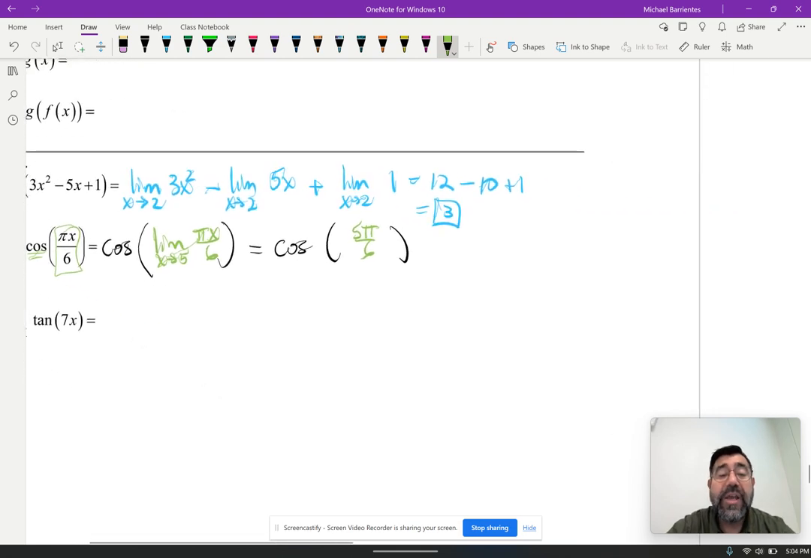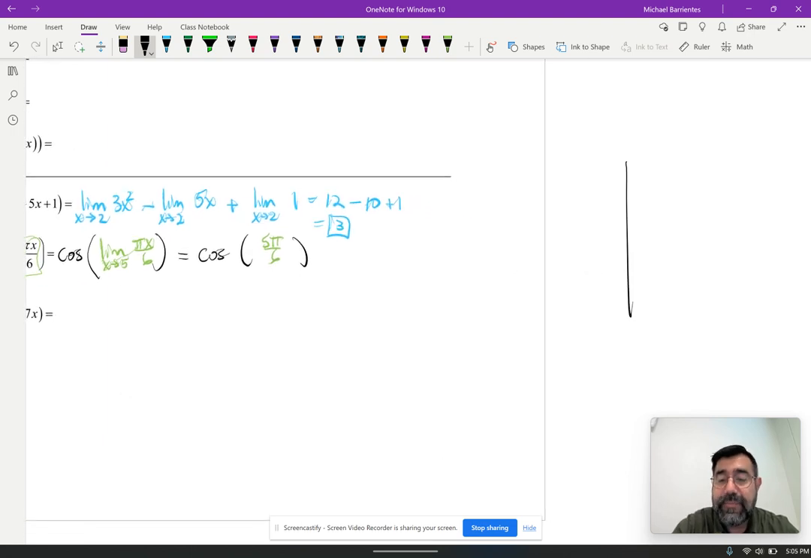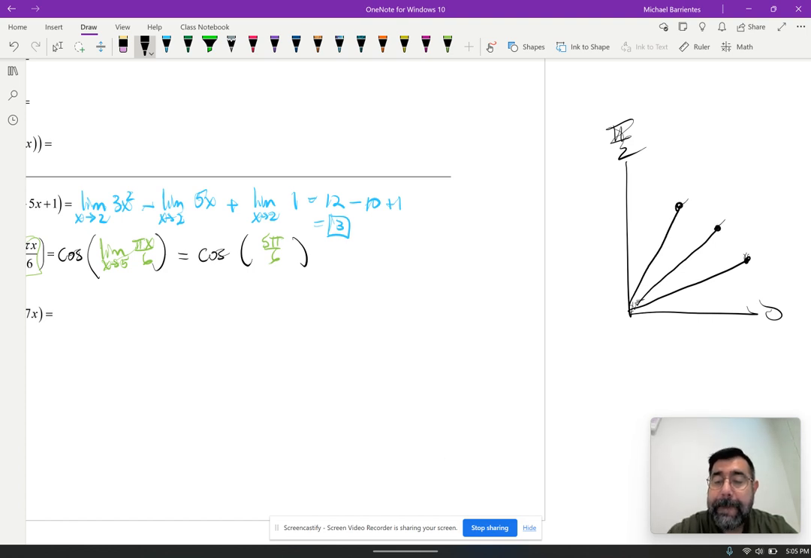What is the cosine? Well, let's figure out what's the cosine of pi over 6. Pi over 2, 0. Pi over 6 is 30 degrees. Remember that this starts at 1, 0. The next one is square root of 3 over 2, comma 1/2. And then the next one is square root of 2 over 2, and then the next one is 1/2, square root of 3 over 2.